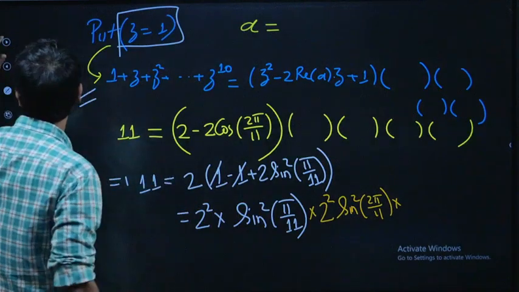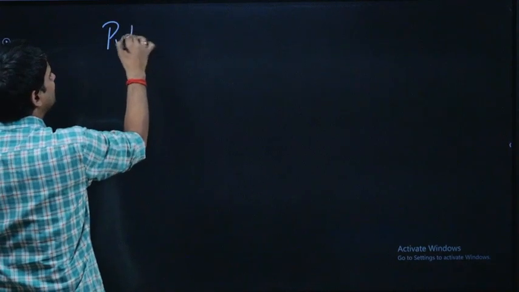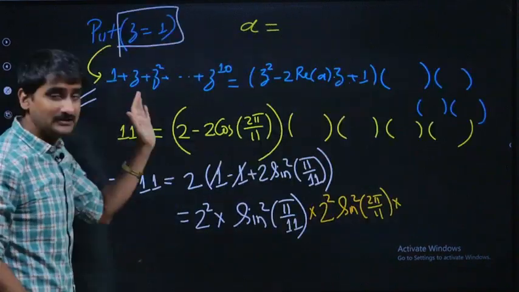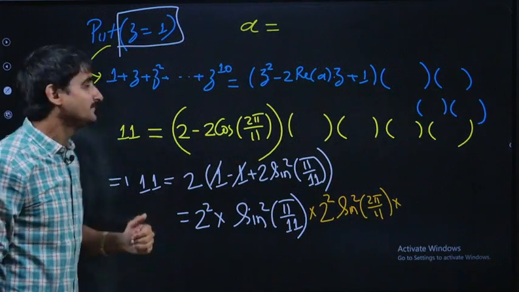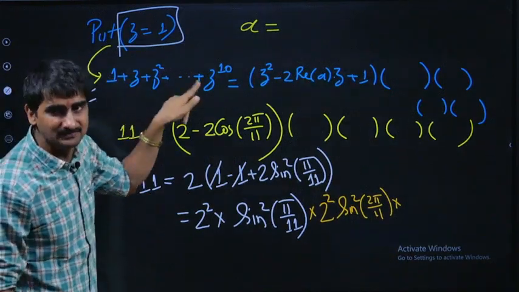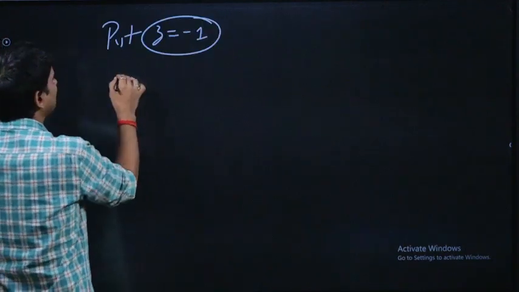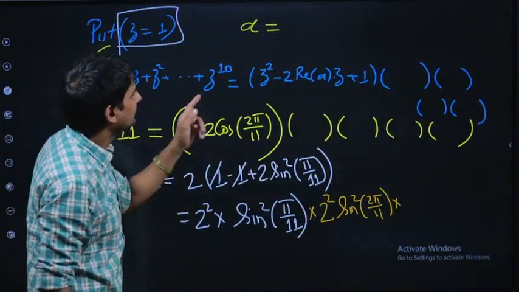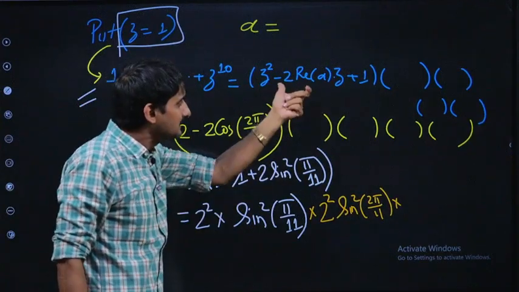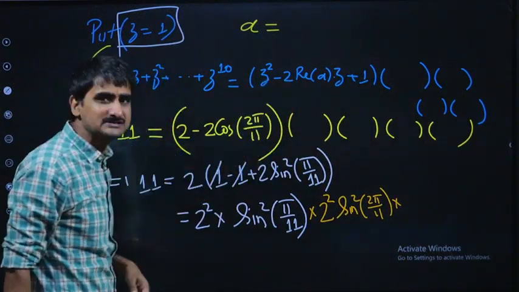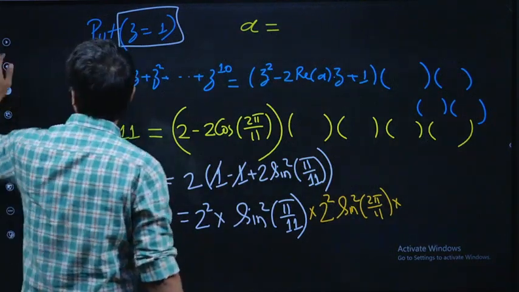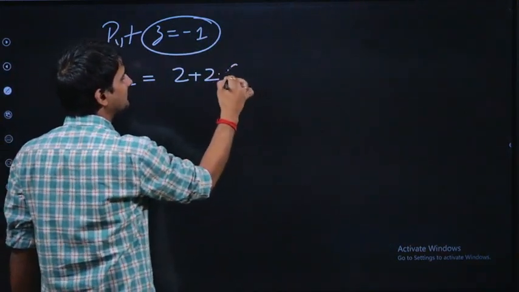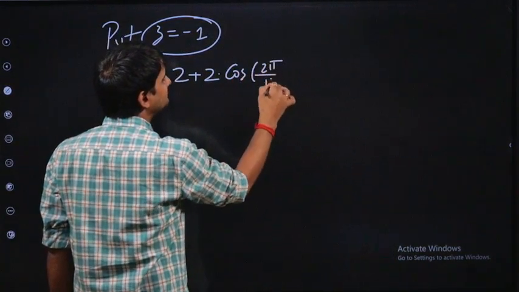Similarly, now put z is equal to minus 1 here. See what difference it will make. First, in LHS there are 11 terms: 1, then minus 1, plus 1, minus 1, plus 1, everything will get cancelled. So you will be left with 1 in LHS. In RHS, when you put z is equal to minus 1, 1 square is 1, but it will give you plus 2 times real part of alpha. So here it will be 2 plus 2 times real part of alpha, which is cos 2 pi by 11.